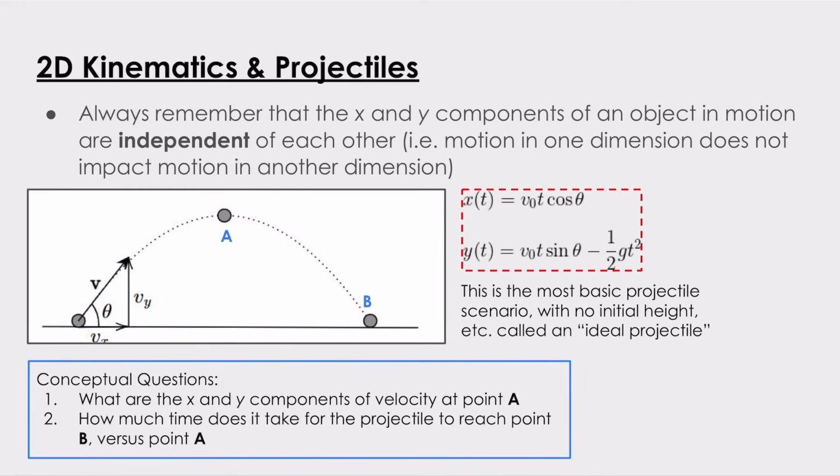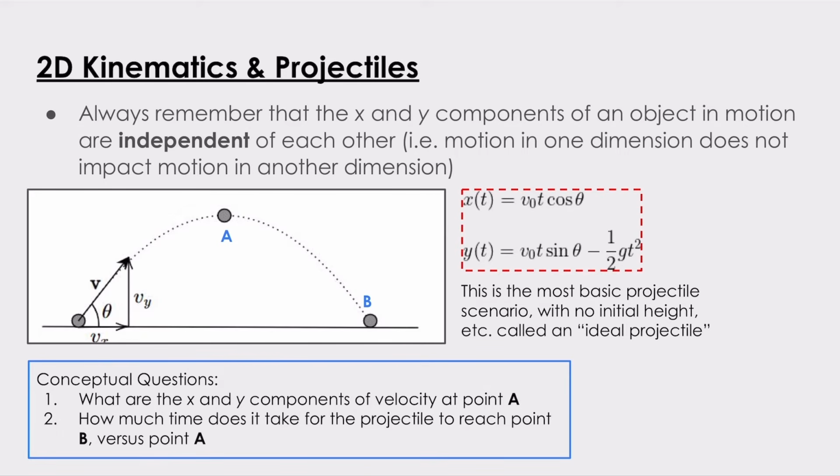So in addition to 1D kinematics, a big part of kinematics is 2D kinematics, and the most common form of 2D kinematics in AP Physics C is projectiles. So one thing that you should always remember whenever you have any multi-dimensional kinematics problem is that the x, y, and, if applicable, z components of motion are independent of each other. So motion in one dimension doesn't impact motion in another dimension.